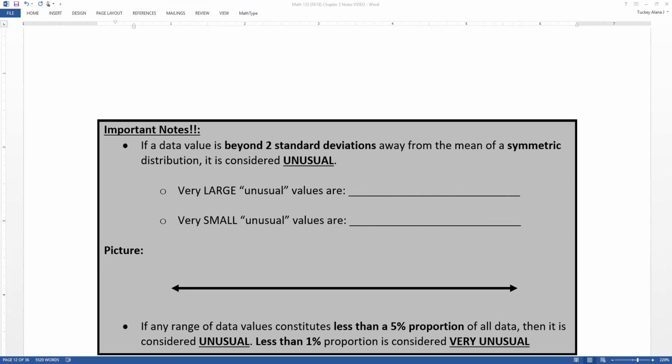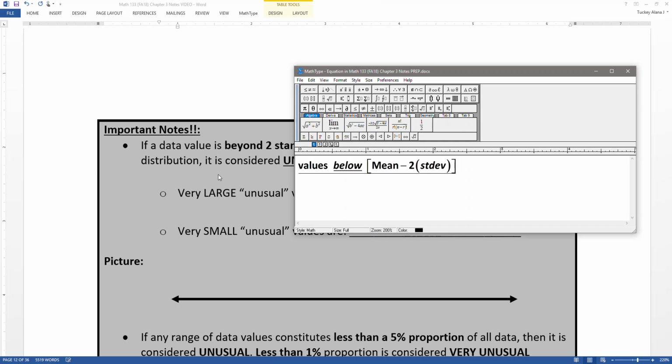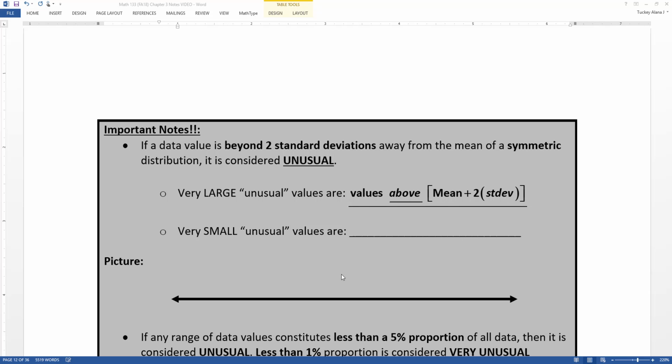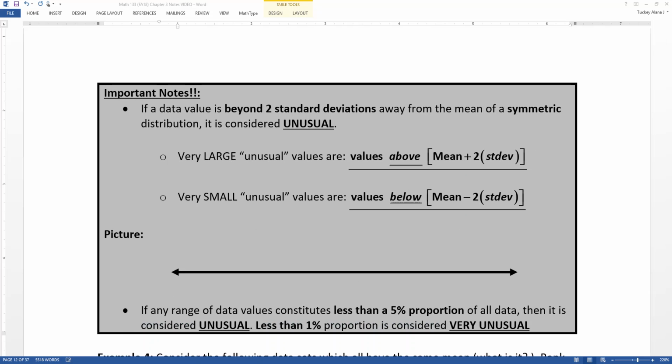Unusual is going to mean any data point that is above 2 standard deviations to the good or below 2 standard deviations to the bad. So if you're past 2 standard deviations up on the top, or past 2 standard deviations on the low side. I realize this picture is a little bit out of order, but bear with me here. You have your mean in the center, and anything that's above 2 standard deviations above that mean will be unusual. Anything below 2 standard deviations below the mean will also be unusual. Let me draw the picture one second.